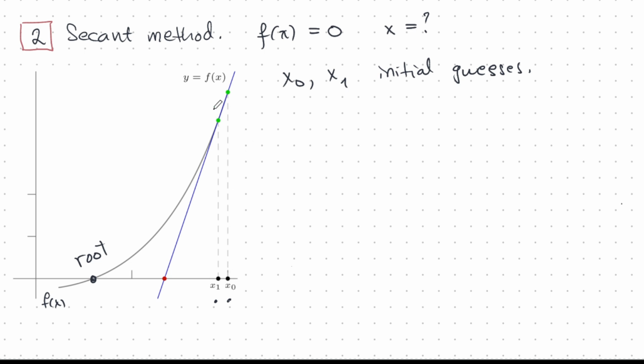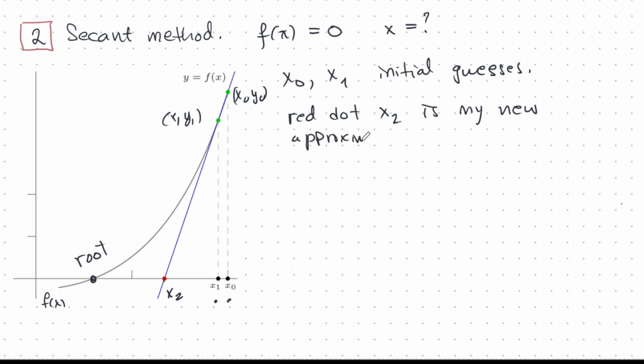And you'll see why. Because with these two, I can create here x1, y1 and x0, y0. I can have two points on this curve, and draw a line through them. This is my secant line, and I get this red dot here, x2. So the red dot x2 is my new or better approximation to the root.